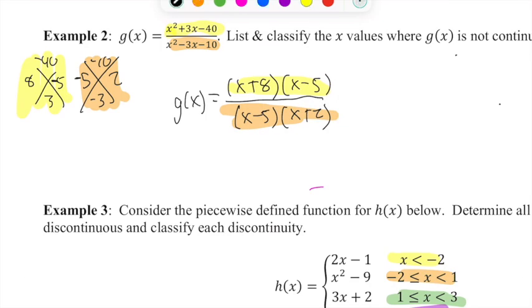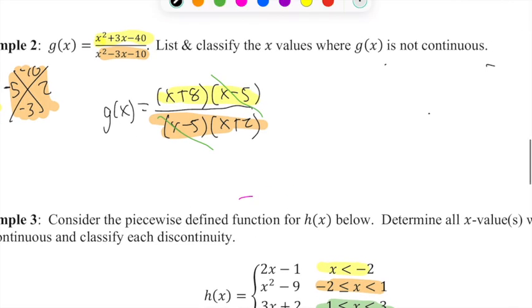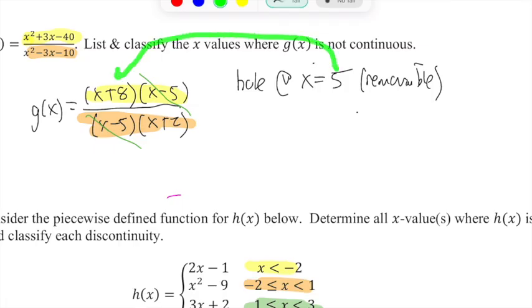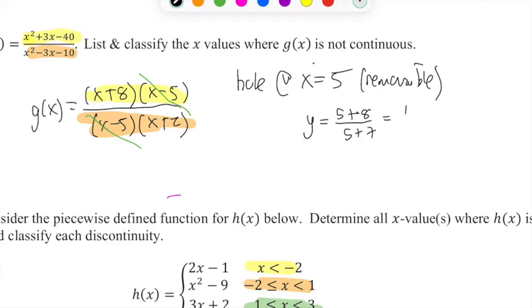And so let's cancel out what we can. It looks like we have a common factor of x minus 5. So we have a hole at x equals 5. And again, that is removable. And if you want to find where the hole is, you can substitute 5 back into here and here, and it will tell you the y value. So this is 13 over 12. So that's where the hole is. It's at 5, 13 over 12.